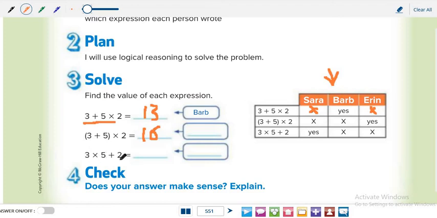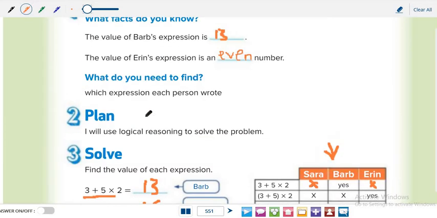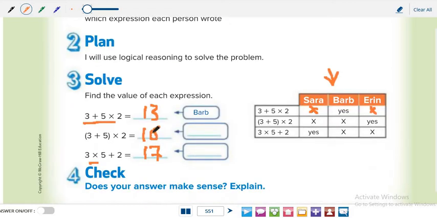3 times 5 plus 2. Here we have times and plus, so we need to start with multiplication. So 3 times 5 equals 15. 15 plus 2 equals 17. Now, from the question, we know that the value of Aaron's expression is an even number. So since this is an even number, we know that this expression is for Aaron. So in the table, this expression is for Aaron, not for Barb and not for Sarah. We are sure about that.